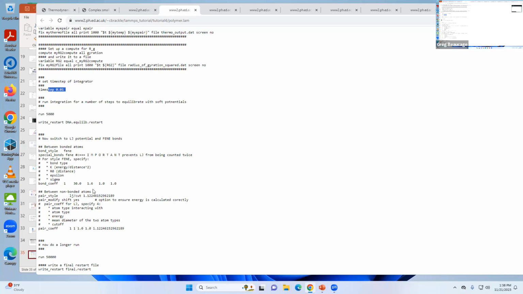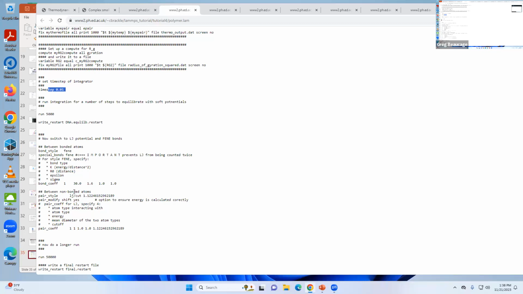Bond coefficient. Yes, all those things listed are the parameters. Bond type 1, spring constant 30. So 30 times the distance squared gives an energy. So 30 is like energy per distance squared. Or it says energy per distance squared, right? And R naught is a separation distance for the bonds. The angles, sigma, I don't know what that is.